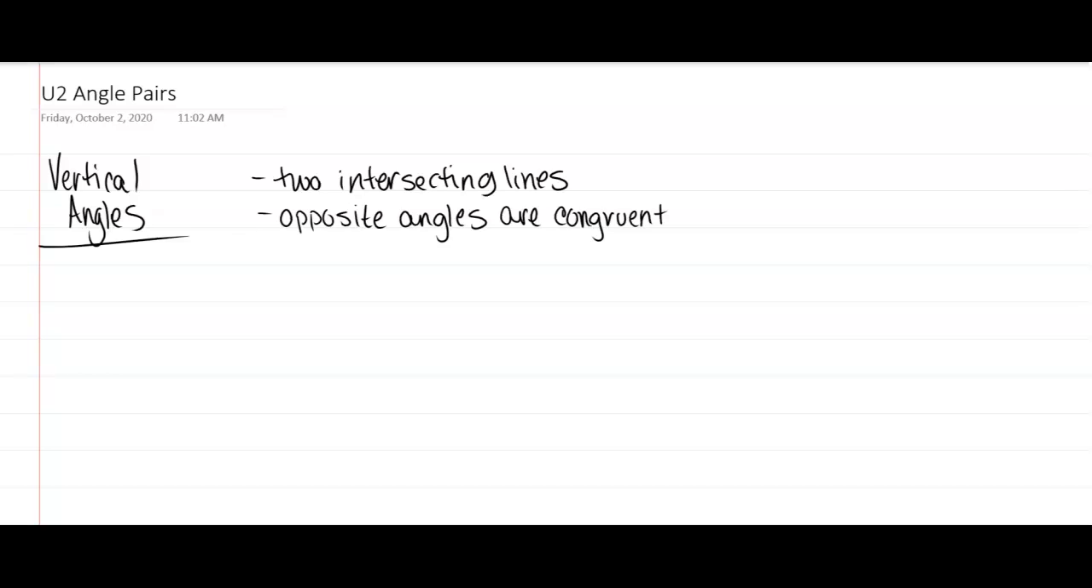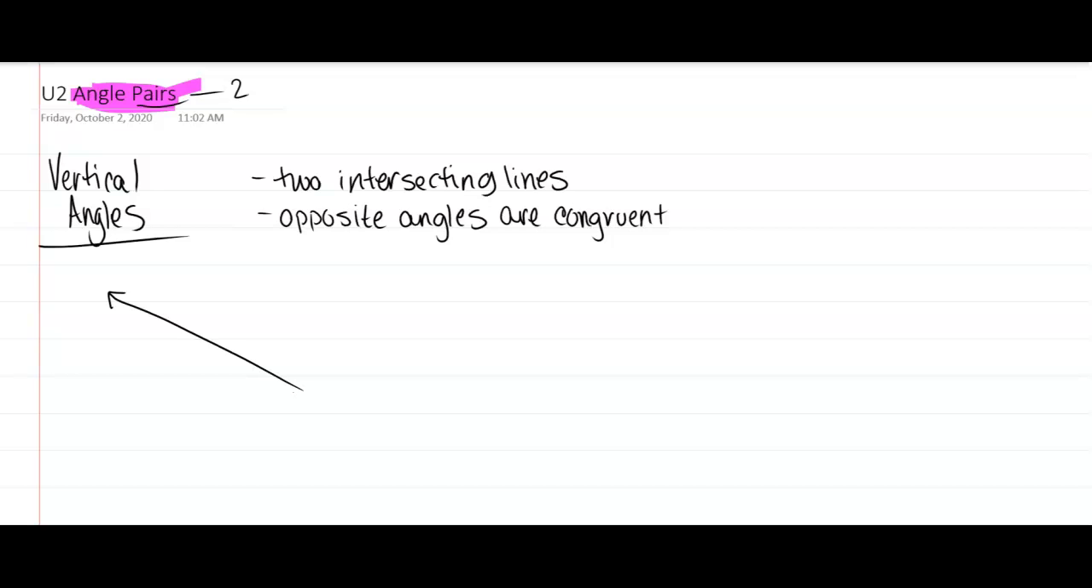In this lesson, we're going to be looking at angle pairs. And let's remind ourselves that pairs means two. So the first word we're going to be looking at is vertical angles. So vertical angles are two intersecting lines where our opposite angles are congruent.